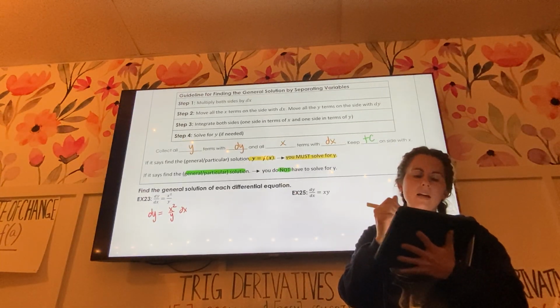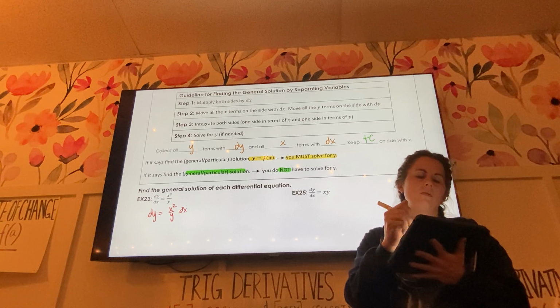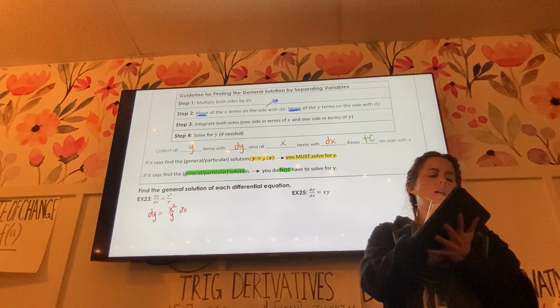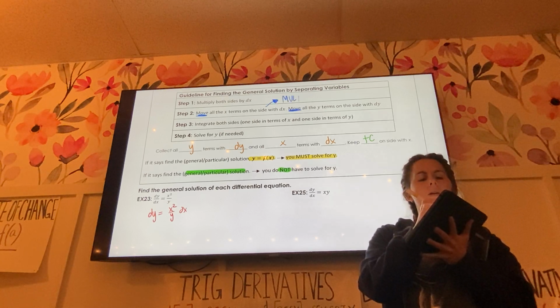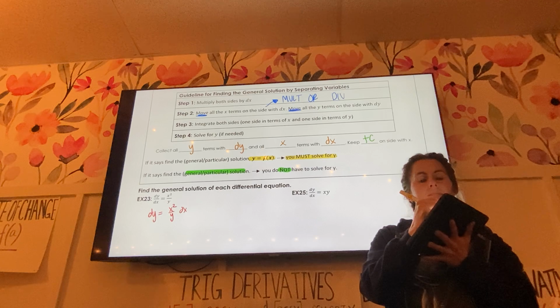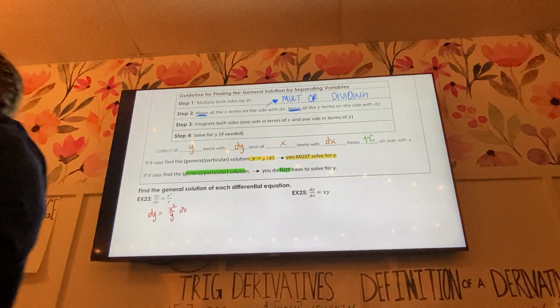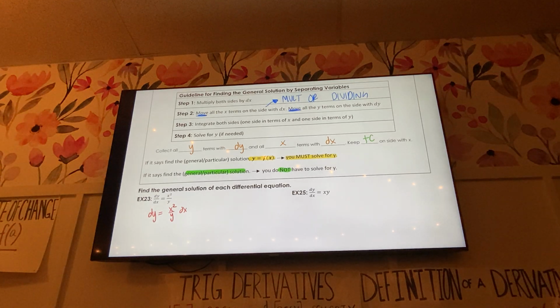Now, when we're doing the moving part, which is the part I'm on right now, to move all your terms, you can only move by multiplying or dividing. You cannot add or subtract. The only thing that you can move is by multiplying or dividing. That's it. So when you think, how can I move my y's over? Your only option is multiplying or dividing. You cannot add a y or subtract a y. That will not work.